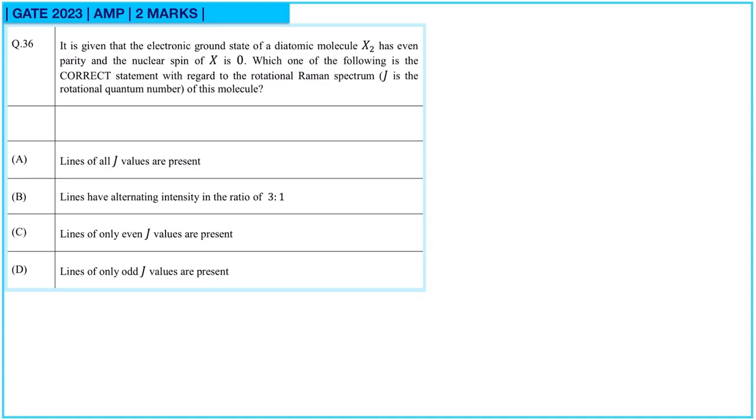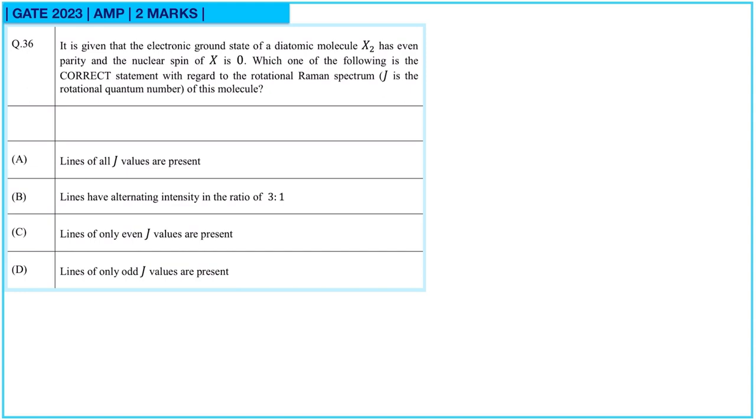Next question, 36. It is given that the electronic ground state of a diatomic molecule X2 has even parity, and the nuclear spin of X is 0. Which one of the following is the correct statement with regard to the rotational Raman spectra, where J is the rotational quantum number of this molecule? Now here we have to consider these options. Lines of all J values are present. Lines have alternating intensity in the ratio 3:1. Lines of only even J values are present. Lines of only odd J values are present. So this is the question.